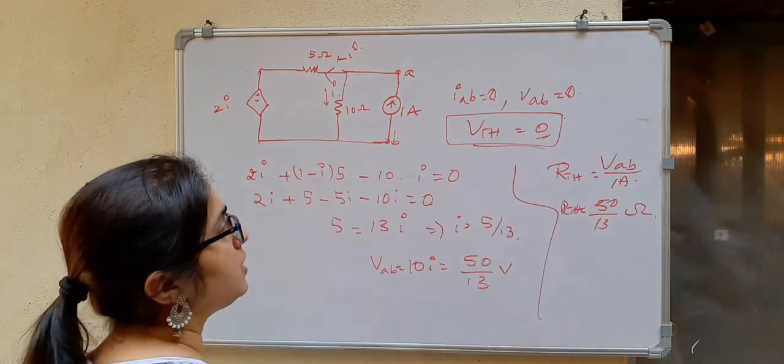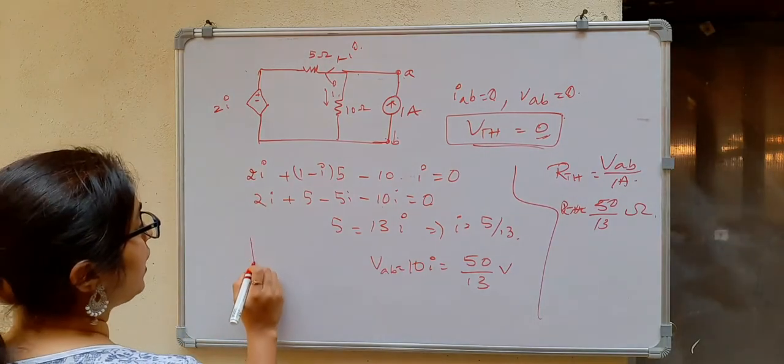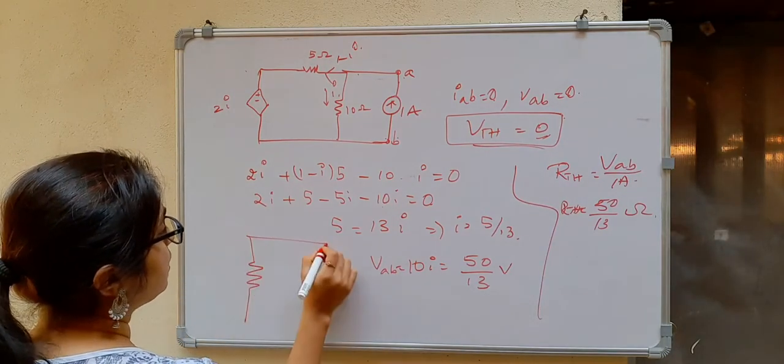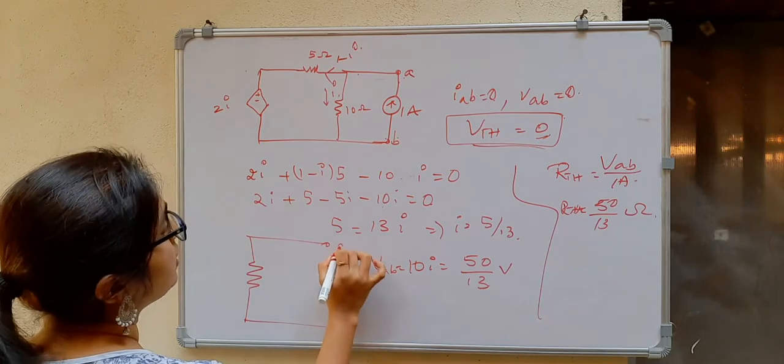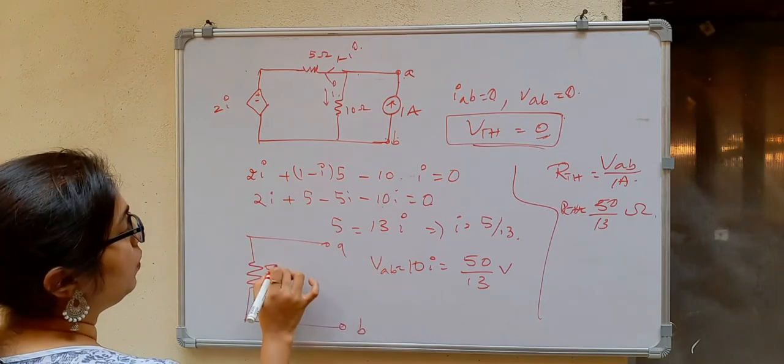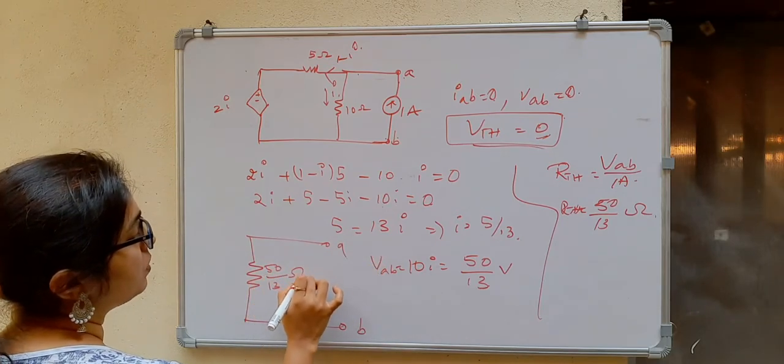And you know VTH is equal to 0. So we can write only a single resistor, that is between the two terminals A and B. And that value will be 50 by 13 ohms.